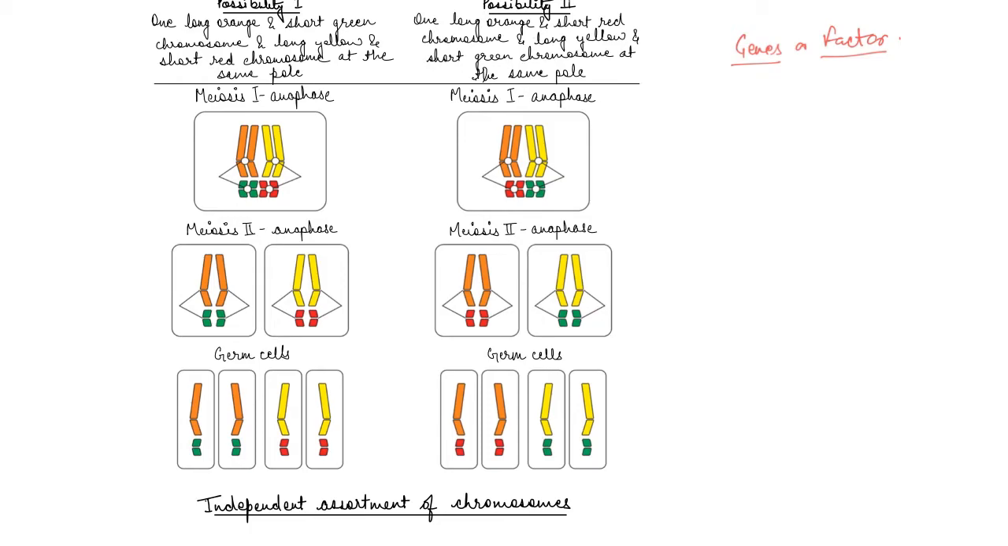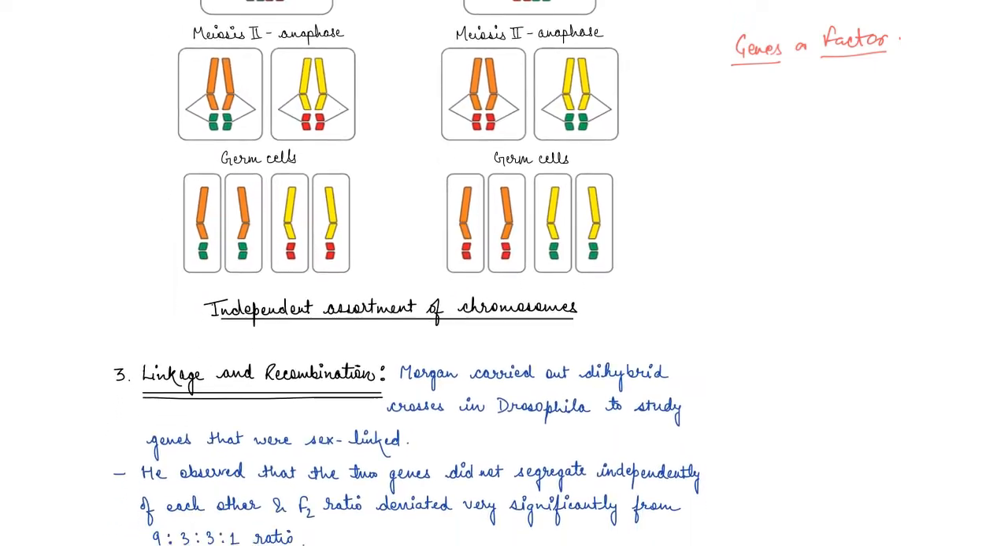So what basically it means is that if you see here, once they are segregating in meiosis, here meiosis 2 is happening, and then we are getting these four different gametes, right? Here in this case, you have the long orange and short green. Here in this case, you have the long orange with short red, not green. So they have basically independent assortment, right, at chromosome level. Now, the third variation that he gave was linkage and recombination.